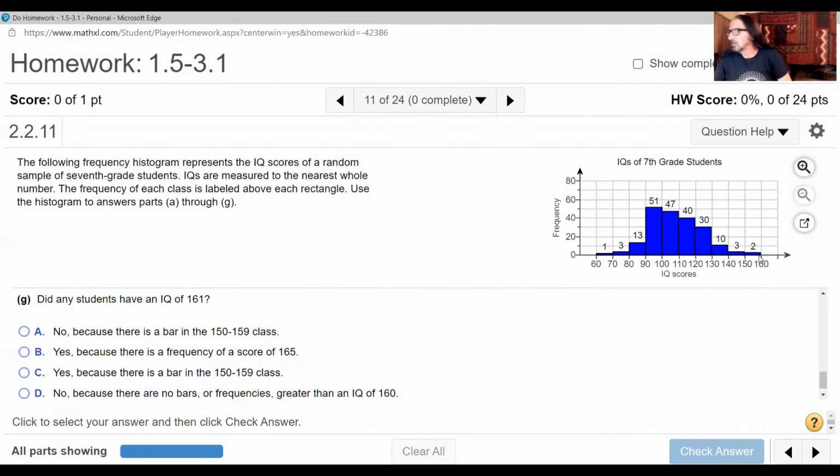15 over 200 reduces to 7.5 over 100, and 7.5 over 100 is 7.5%.